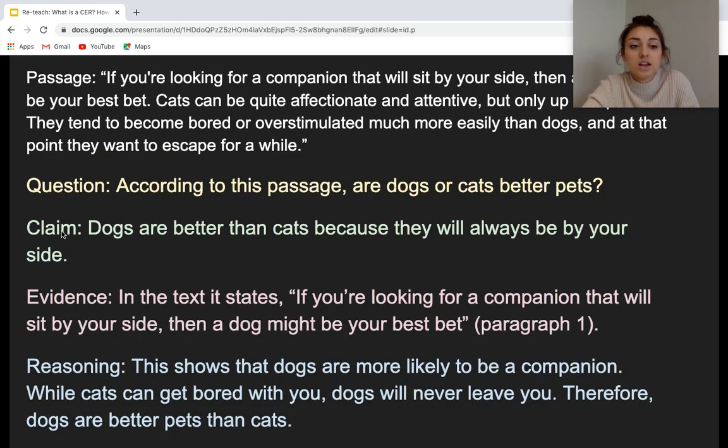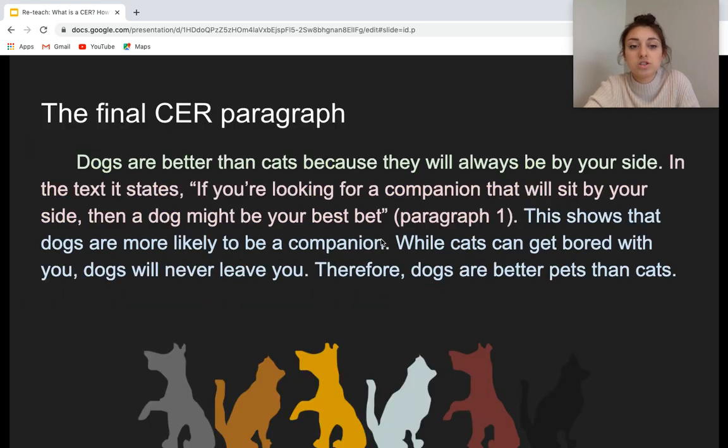So instead of saying, claim, dogs are better than cats, you just start with, dogs are better than cats because they will always be by your side. In the text, it states, "If you're looking for a companion that will sit by your side, then a dog might be your best bet." Paragraph 1. This shows that dogs are more likely to be a companion. While cats can get bored with you, dogs will never leave you. Therefore, dogs are better pets than cats. Now, whoever was reading this knows, even if they didn't read the passage, that this is what was true about the passage, and this is a good answer to the question, because I proved this point.